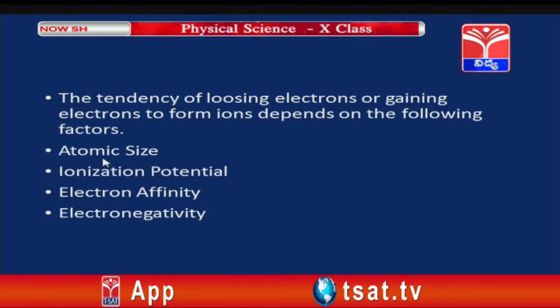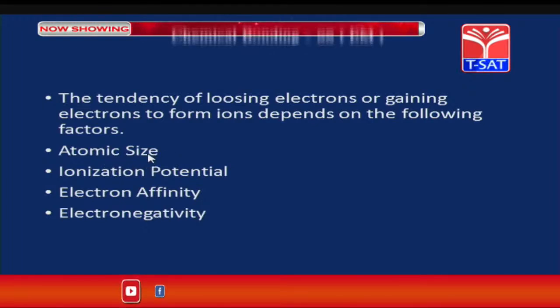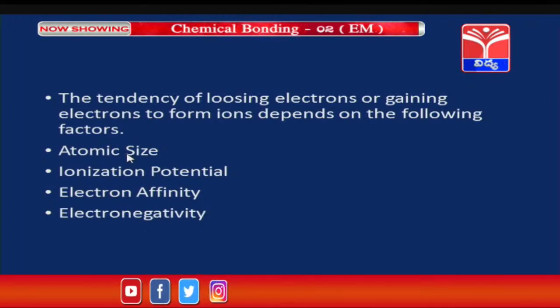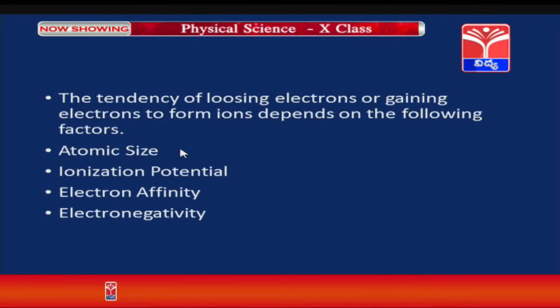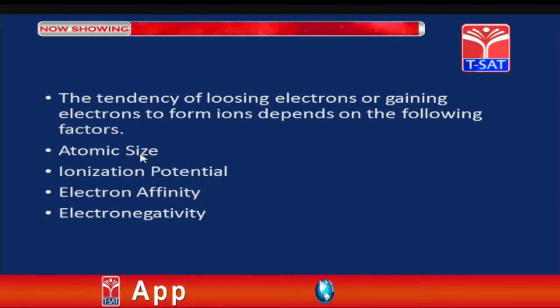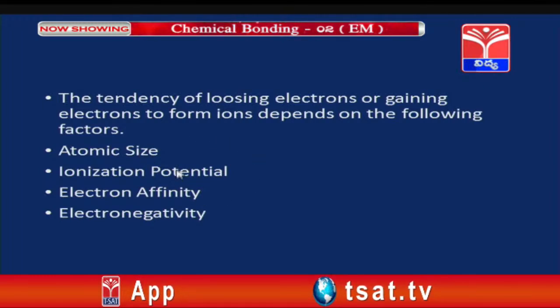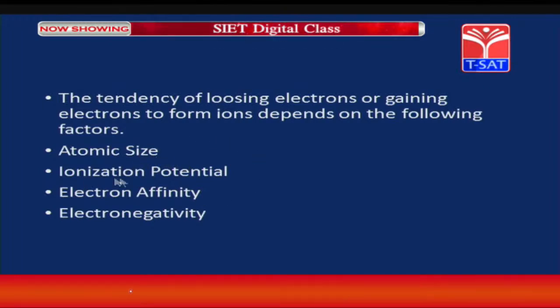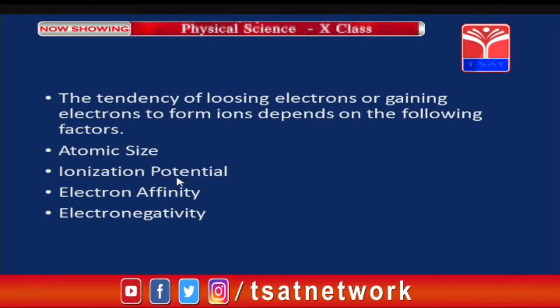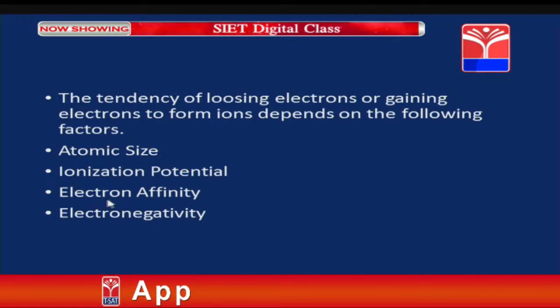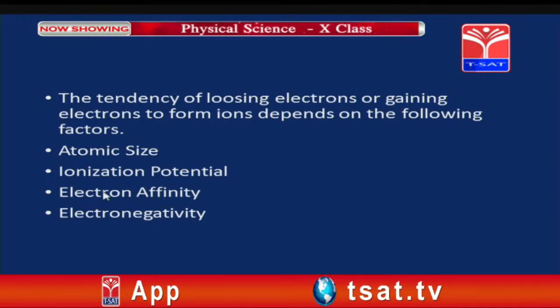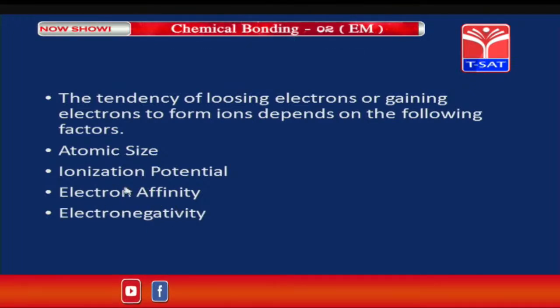Let us just define them. What is atomic size, children? It is the distance between the nucleus and the outermost orbit. So, as the electron moves away from the nucleus, the attraction between the nucleus and the outermost shell decreases. Now, what is ionization potential? It is the energy required to remove an electron from the outermost shell of an atom. Now, what is electron affinity, children? If an electron is added into the outermost shell of an atom, some amount of energy is released.